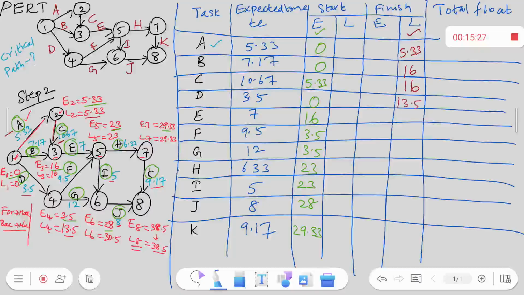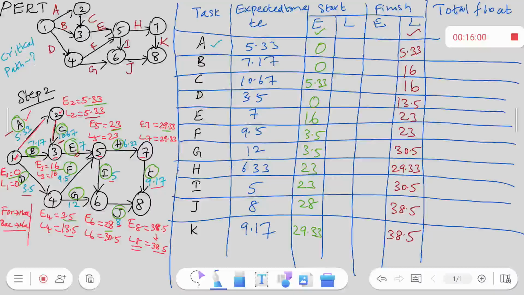When I go for E, it is 23 because 16 plus 7 is 23. Then for F, it is again 23. For G, it is 30.5. For H, it is 29.33. For I, it is 30.5. For J, it is 38.5. For K, it is 38.5. Okay, I have filled the earliest start time and latest finish time.